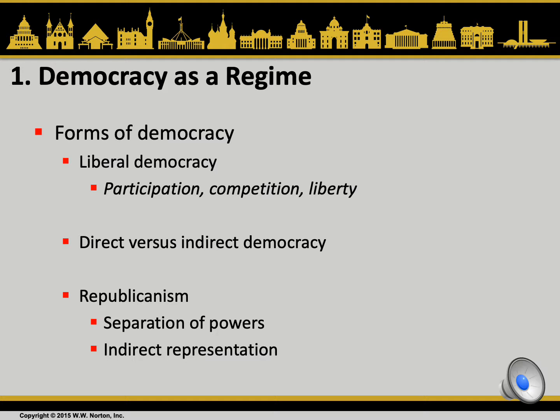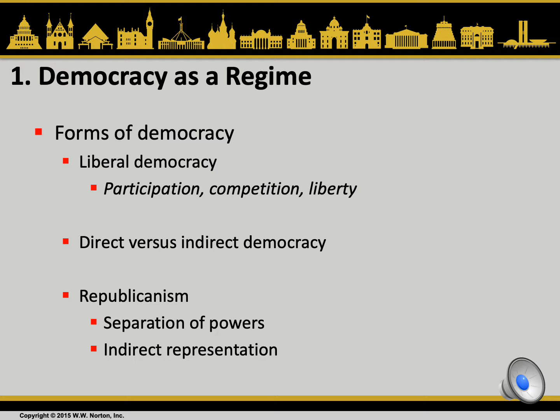Again, remember that a democracy, a liberal democracy, has participation, competition, and liberty, all three. Some countries don't have all three, like Russia, and they are probably more accurately defined as illiberal democracies. We'll talk more about that later in the course.